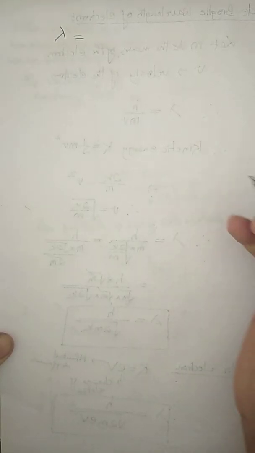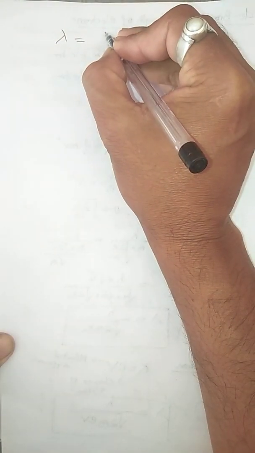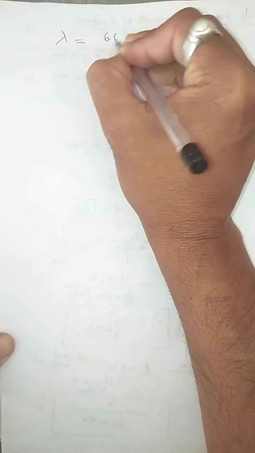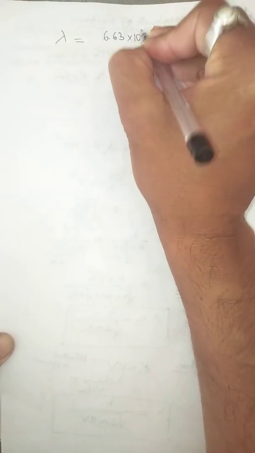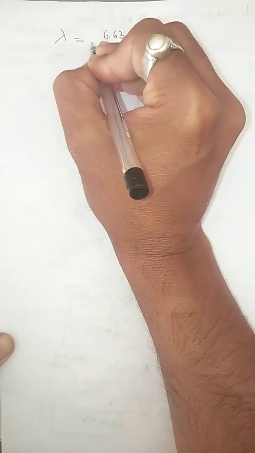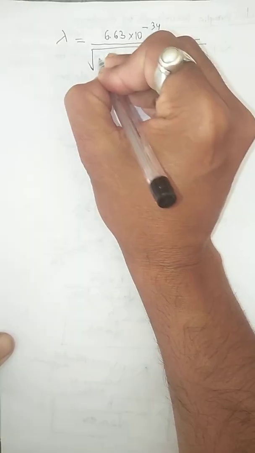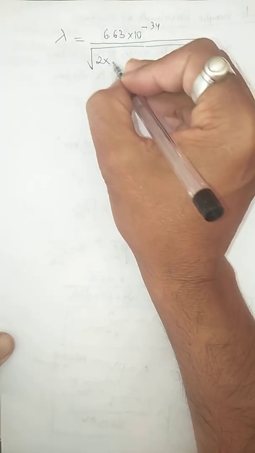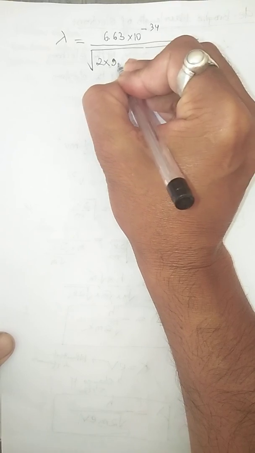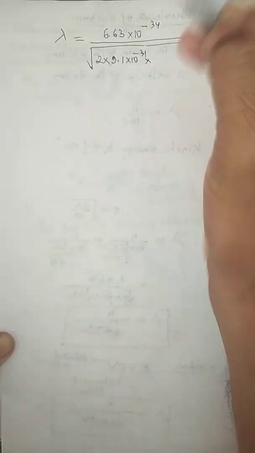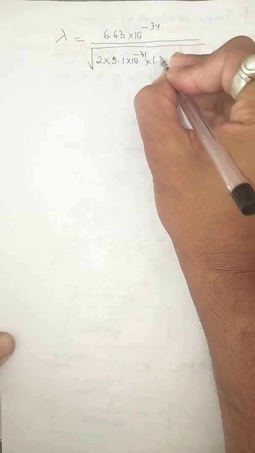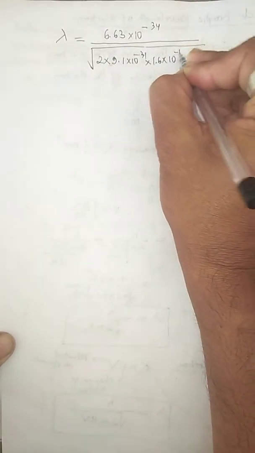So let me substitute the values now. h, the Planck's constant value, basically we take as 6.63, let me take in two decimal places, 6.63 into 10 to the power minus 34. Whole divided by square root of 2m. m is the mass of the electron, and you know the mass of the electron is basically 9.1 into 10 to the power minus 31 kg. e means the charge of electron, and the charge of electron is basically 1.6 into 10 to the power minus 19.